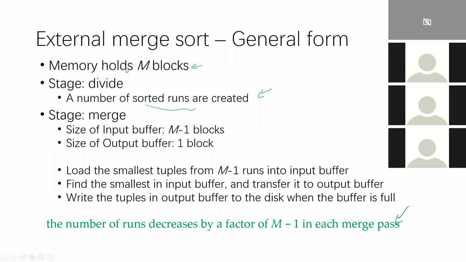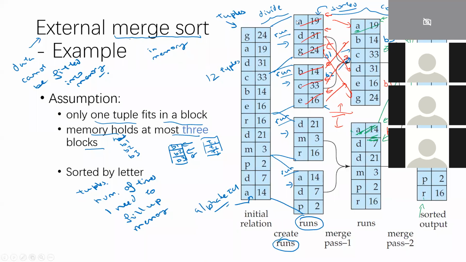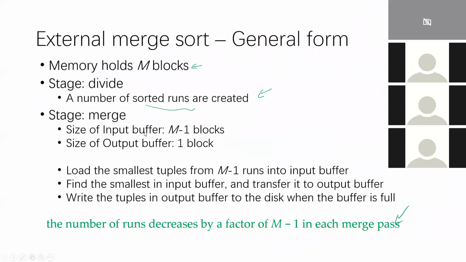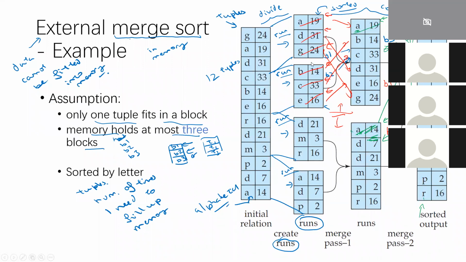So in external merge sort, the memory first holds n blocks. We have the divide stage whereby we create the sorted runs, which is over here, my sorted runs. And then I have my input buffer and output buffer. I set my input buffer to be n-1 blocks, which is over here, and my output buffer to be over here.